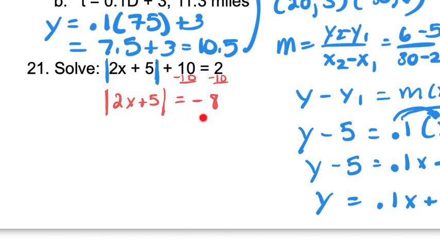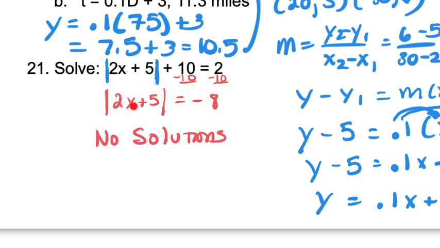Now you have to be careful here. When we measure distance, everybody, distance is always positive. In fact, the absolute value always gives you a positive number because it's telling you a distance. So when is the absolute value of something equal to -8? Never. And so once we realize that, we can just put no solutions. Absolute values can never result in a negative number.